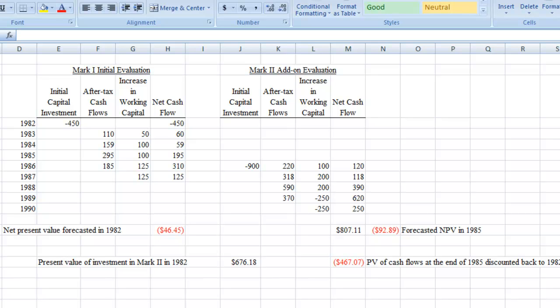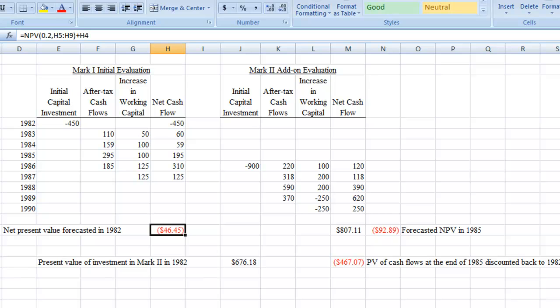We're all familiar from our studies about net present value. And here's a little capital budgeting problem that I have on the screen. There's an initial evaluation done in 1982 on the Mark I microcomputer, and it takes a $450 investment to get started, and then it's going to throw out these cash flows for each of the next several years. And then if we calculate our net present value, well, normally what we would say here is we're going to reject this because this is negative, according to the NPV decision rule.